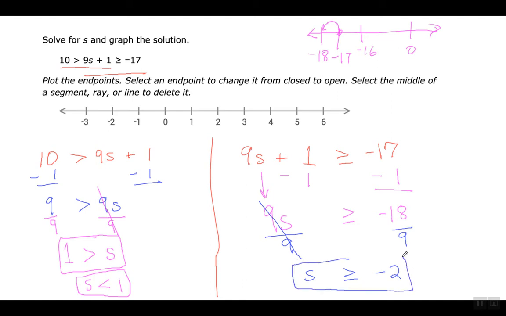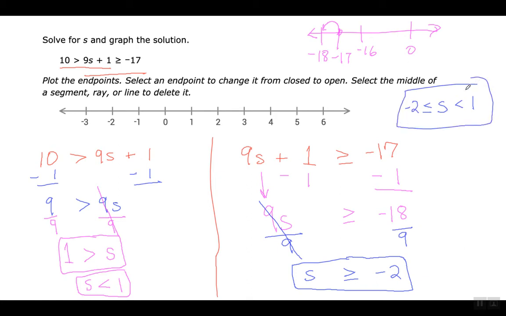Now let me combine the two answers into one. Ahora voy a combinar las dos respuestas en una respuesta. Let me write it, because I kind of ran out of space. Let me write it over here. Alright, so s is less than 1, but greater than or equal to negative 2.